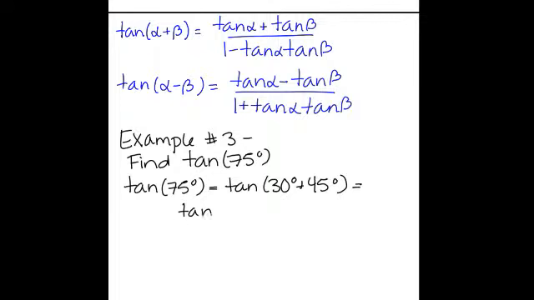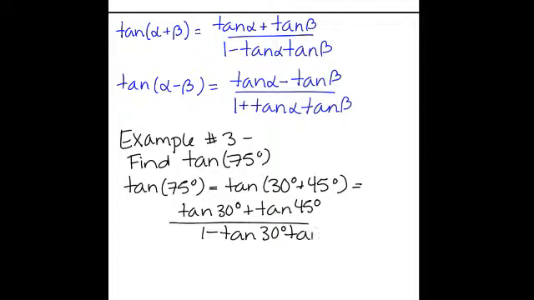So then you'll have the tan of 30 degrees, since that's my alpha, plus the tan of 45 degrees, which is my beta, over 1 minus tan of 30 times tan of 45. And I need to figure out what that tan of 30 and tan of 45 are.